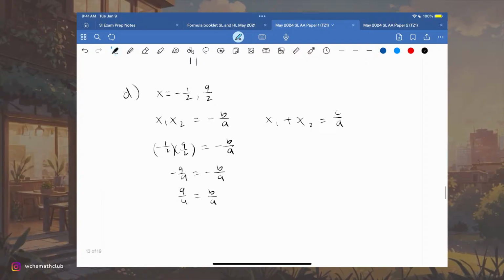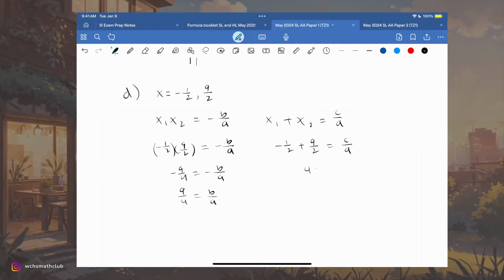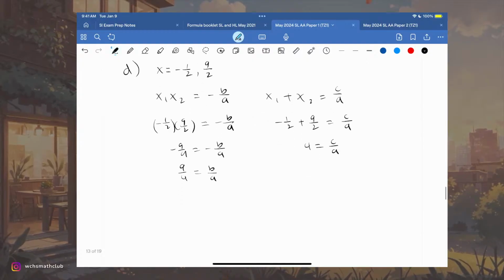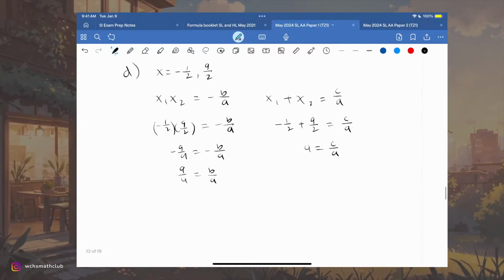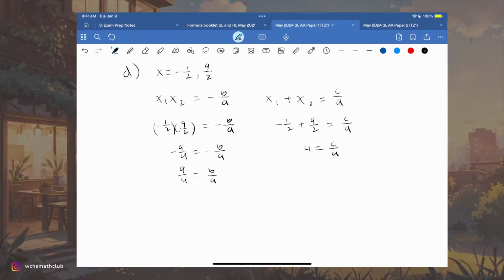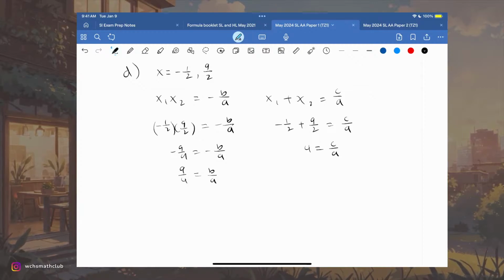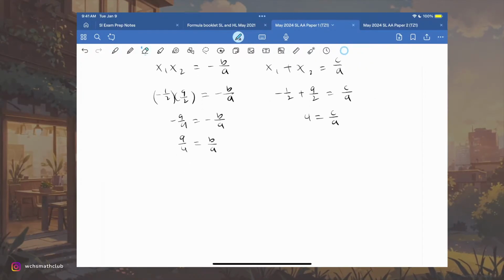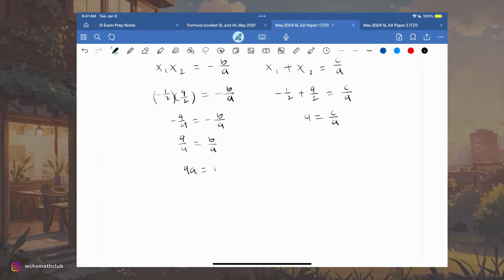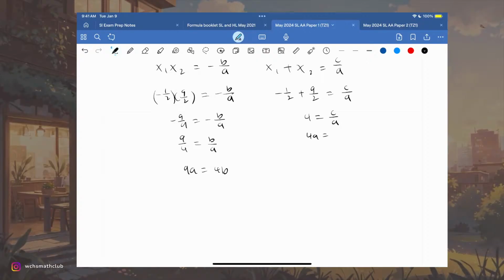And x1 plus x2 equals c over a. So negative 1 over 2 plus 9 over 2 equals c over a. This basically means 4 equals c over a. Okay, so here what we can do is, so 9a equals 4b, and then 4a equals c.